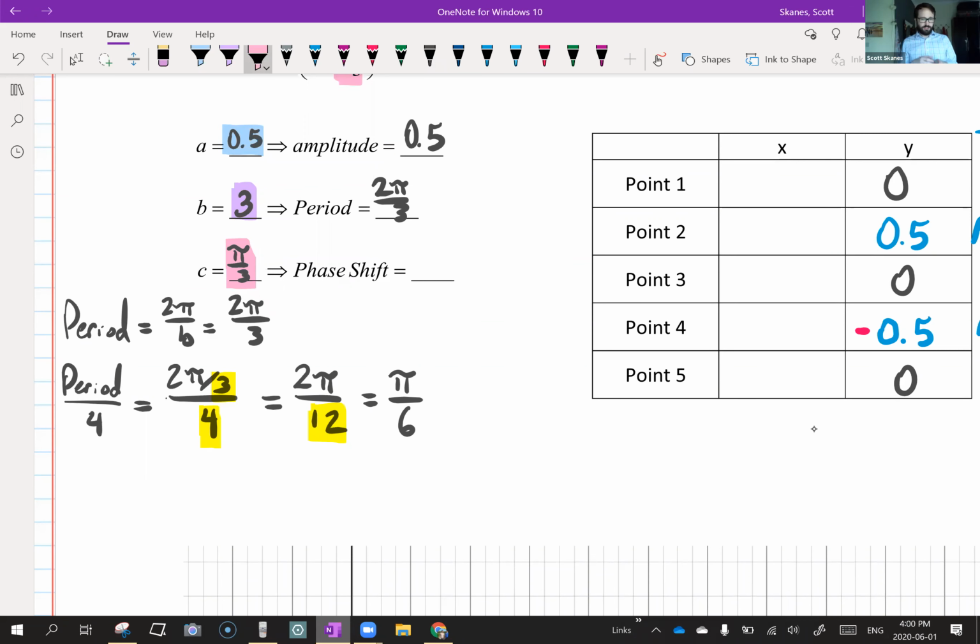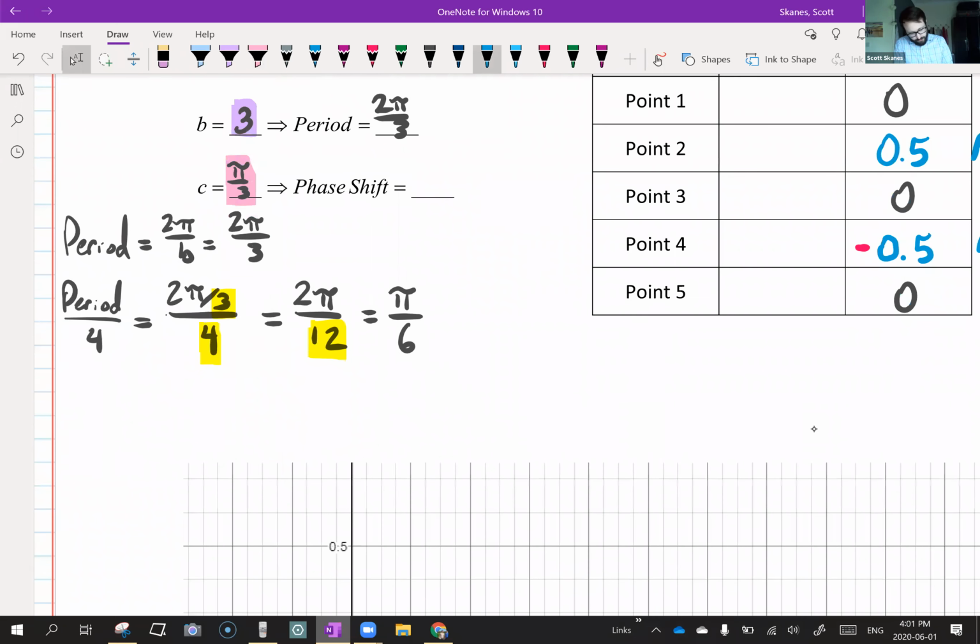Okay, so Hamza, your question, is it pi over 6 or is it 2 pi over 3? Well, it depends on the question. The period is 2 pi over 3. But what we just found here, this here is the distance between the points.